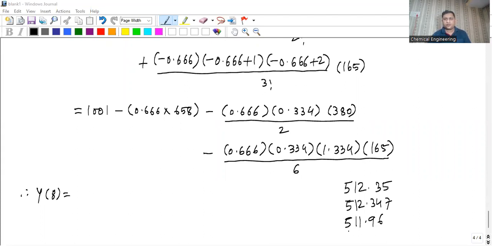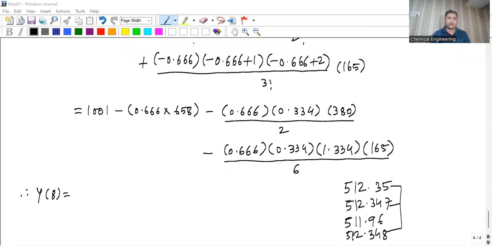Again, the other values. 512.348. Same, sir, 512.348. Sir, I am getting 511.89. So see, if you calculate with this accuracy, I think these three values are very close: 512.35, 512.347, 512.348. So these values are very close.